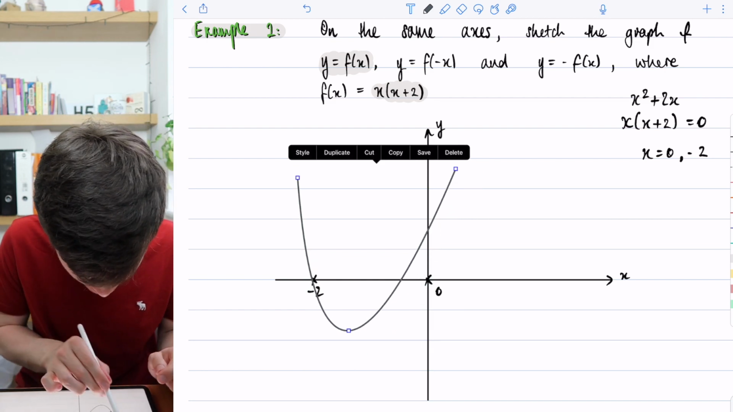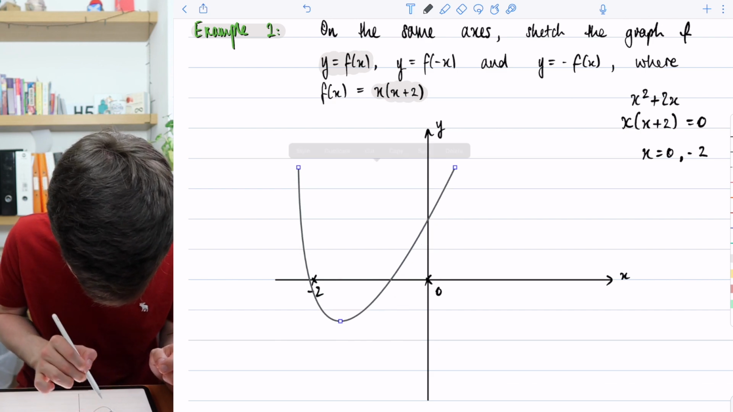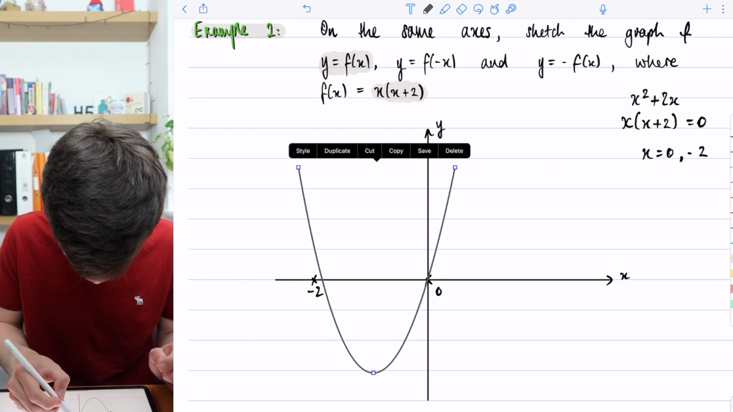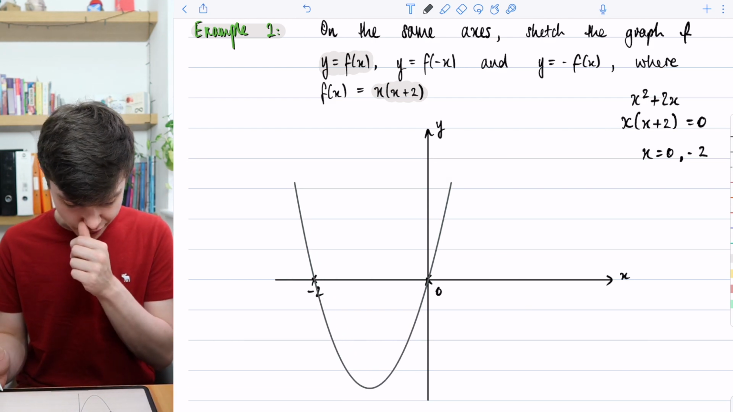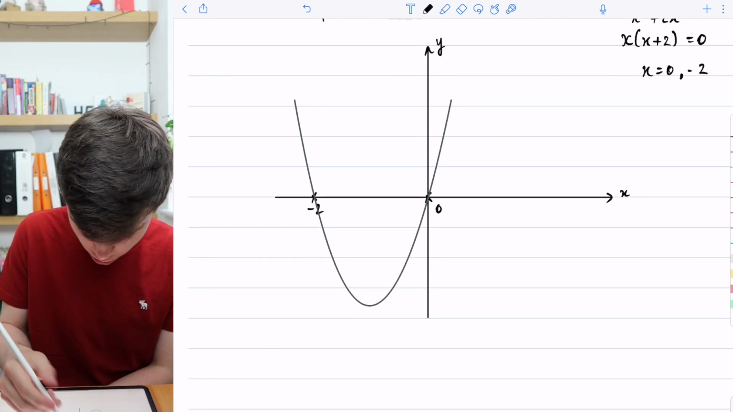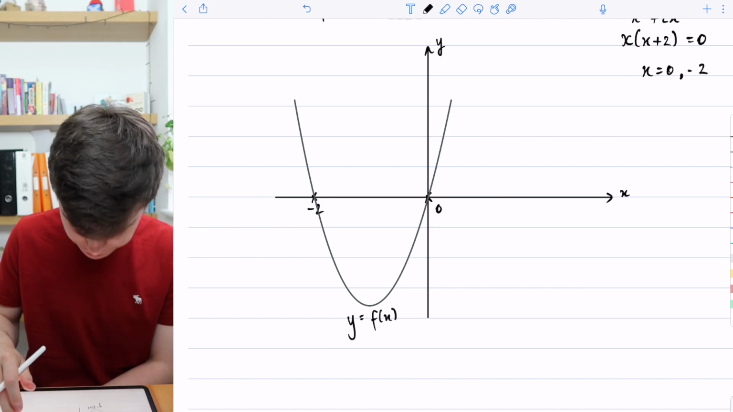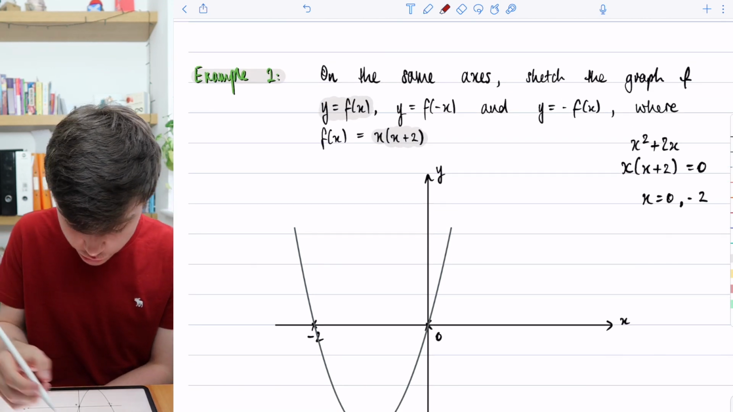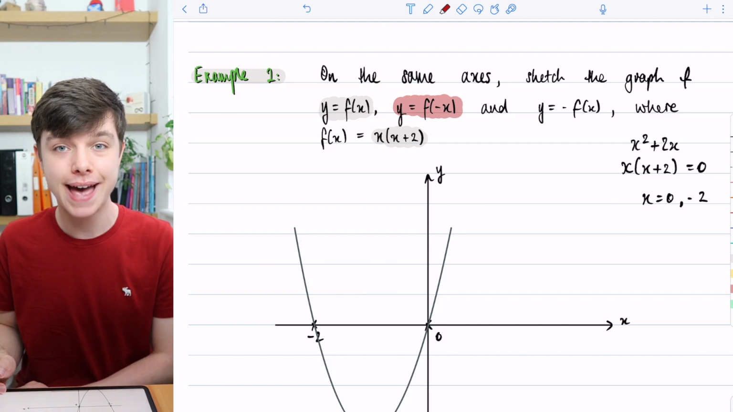Let's try and match those two points up as well as we can, and then cross through the roots. Might need to move it down a little bit. It's going to look something like that. So that is, and I'll write it on, y is equal to f of x. Next I will do in red, y is f of minus x.